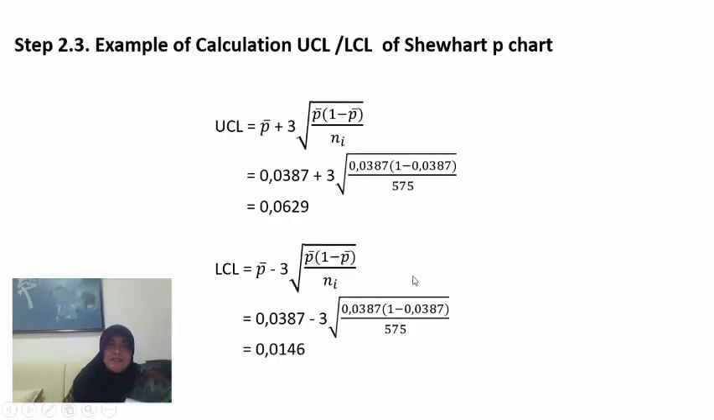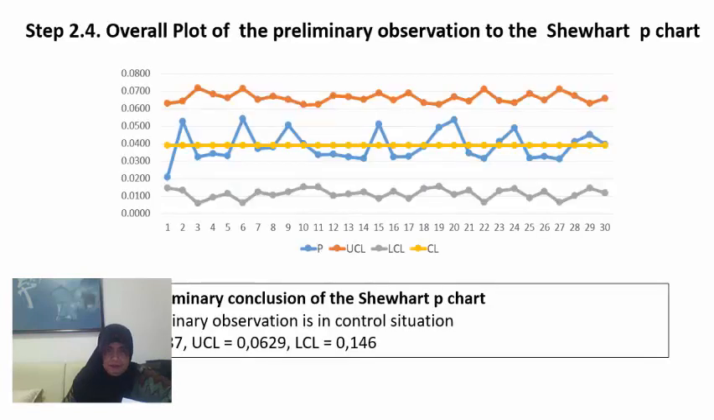The example of the upper control limit and lower control limit is presented in this slide. An overall plot can be shown using this figure. This is the overall plot of the preliminary observation. All the data is in control, so from the preliminary observation, we can conclude that the process parameter has a mean of 0.03, and the upper control limit is 0.15 and the lower control limit is 0.06.